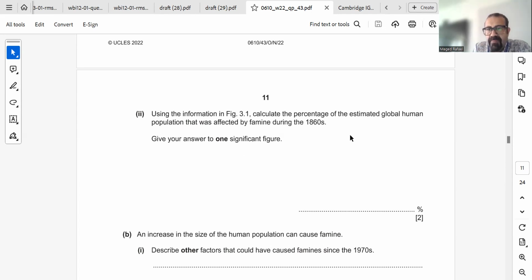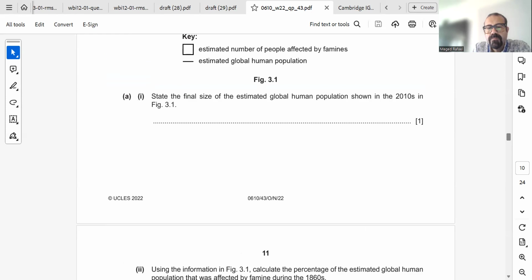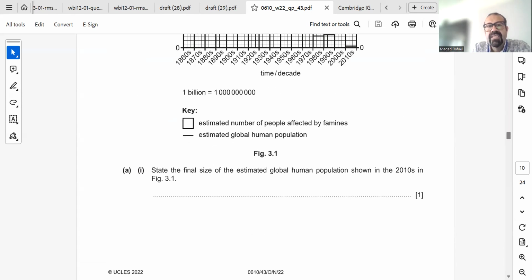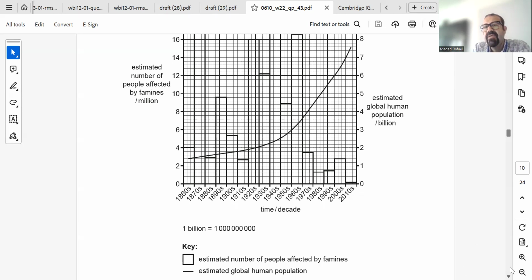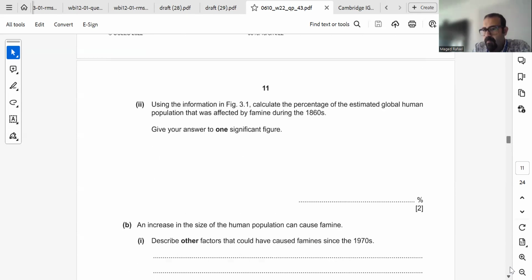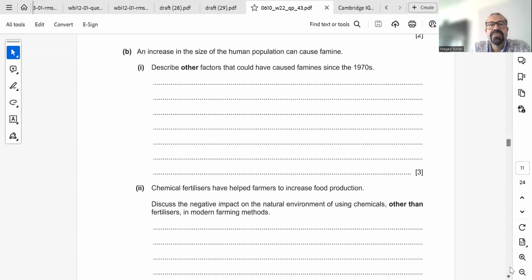Okay, I will calculate the percentage of the estimated global human population affected by the famine in the 1860s. So you will check at 1860s. What was the reading? And you will check from the total. The percentage was at the A. And that's it, I can get the percentage easily. Let's go to question B.